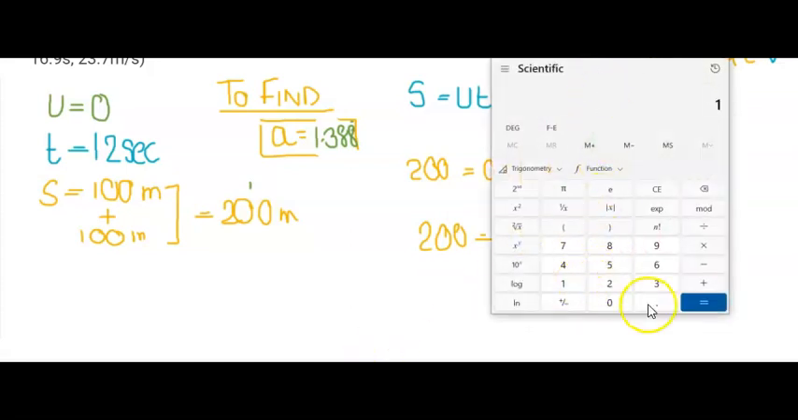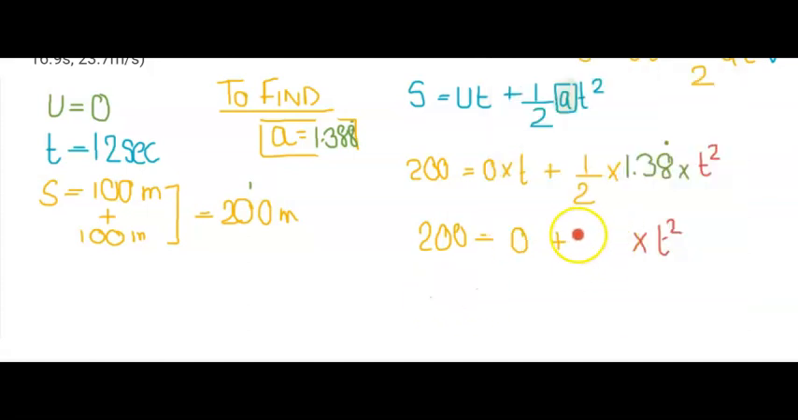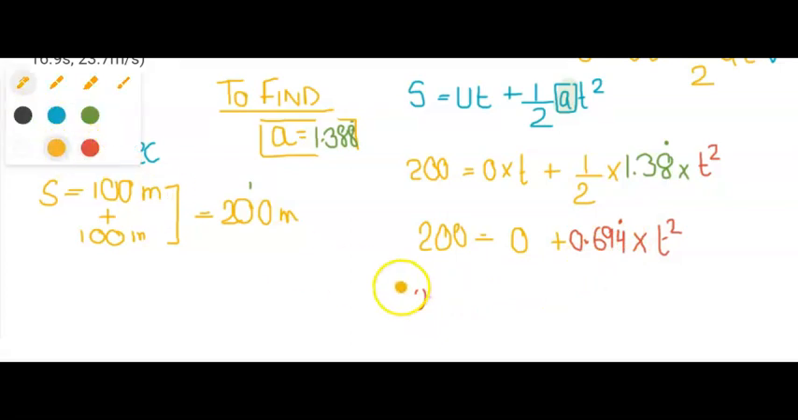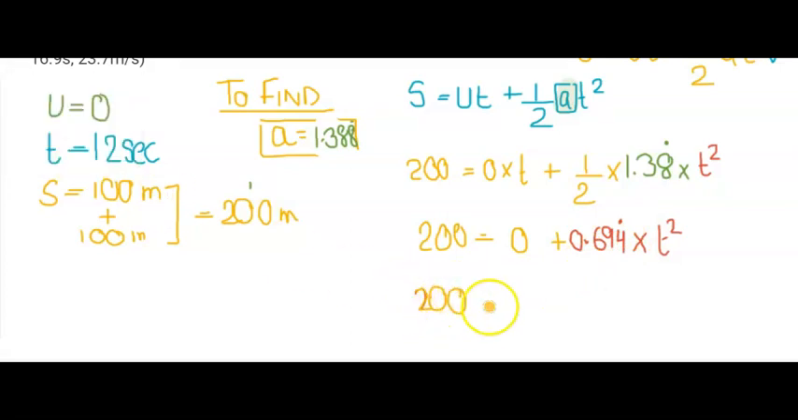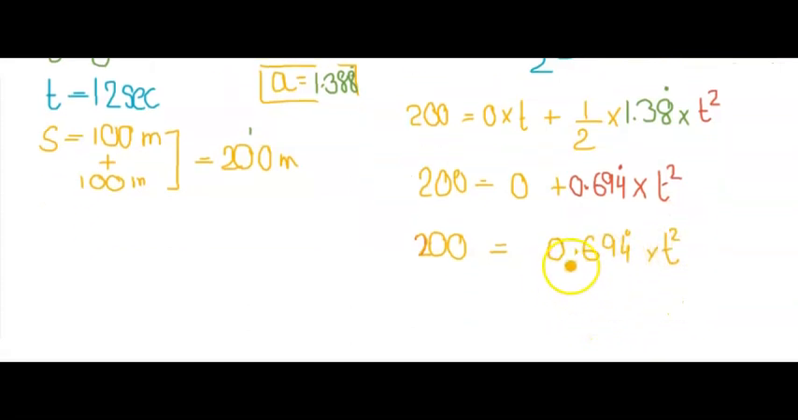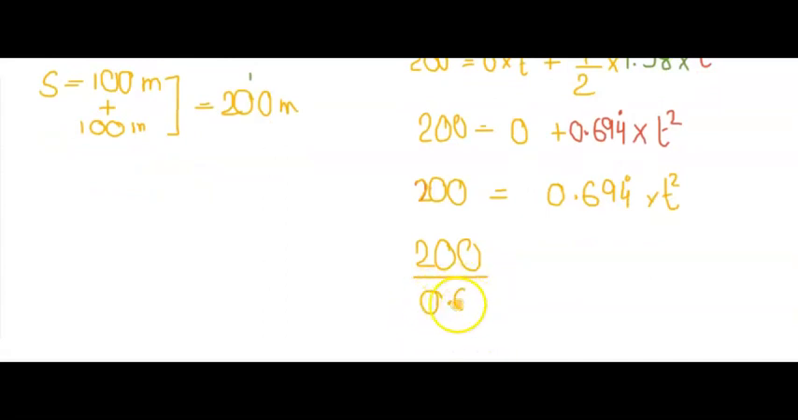So 1.38 divided by 2, that's 0.6944 recurring 4. So I got 200 equals 0.694 times t square. Divide by 0.694 on the other side, it's multiplying. Recurring 4 equals t square.